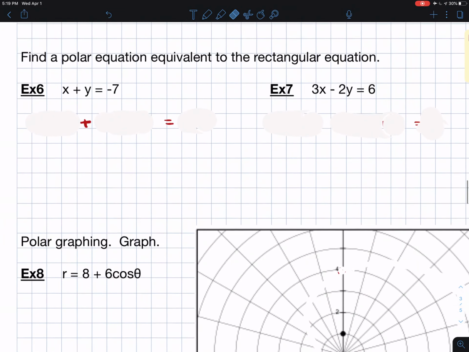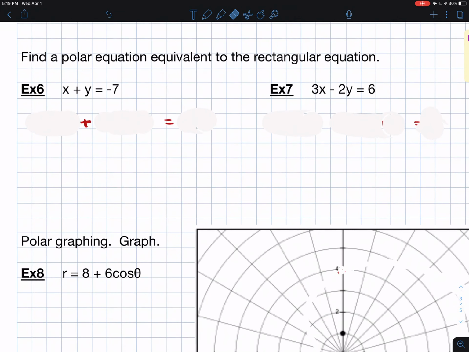Notice that you're asked to put a polar equation. Remember, this is to find a polar equation. This is r's and thetas. When you've been given the rectangular equation, the legs, you can see that this is a rectangular equation because you have x's and y's.